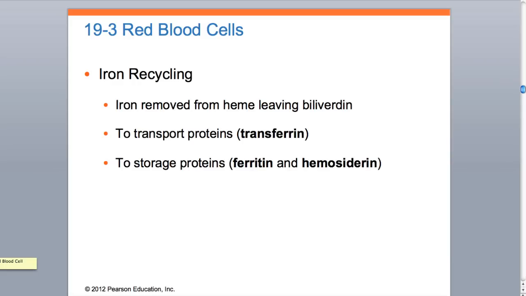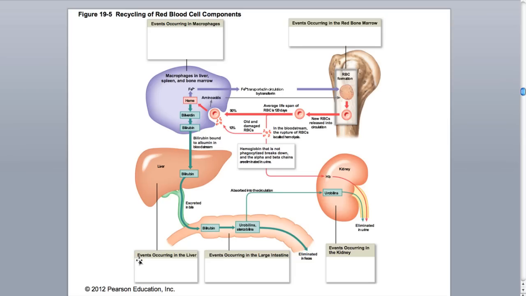Now, to get a picture of all of this, we have this picture. The page number on this picture is page 647. That picture is definitely worth noting. You'll see that, as I mentioned earlier, when a red blood cell is ready to die after 120 days, most of it goes this way in terms of breaking it down. And notice here we have our heme, our iron. It goes into biliverdin, bilirubin, and then is excreted as either urobilin, which goes through the kidney, or stercobilin, which goes into the poop, the feces. So stercobilin, feces; urobilin, through the urine.